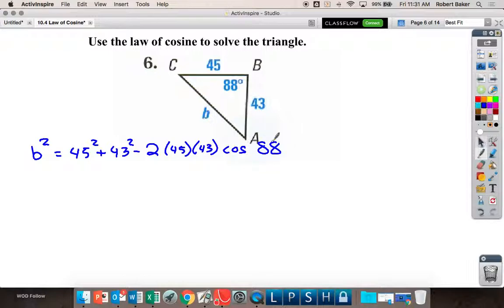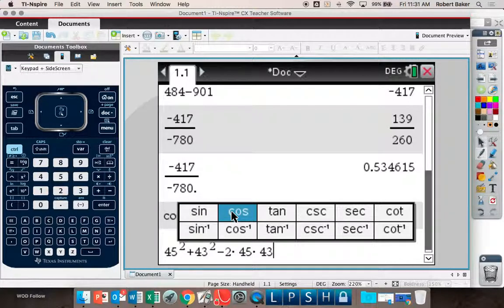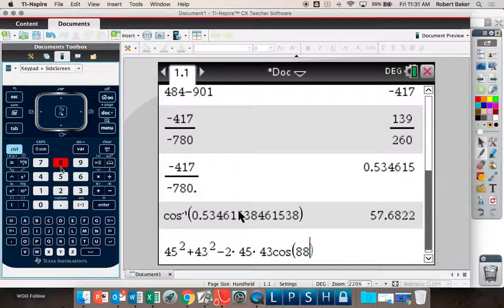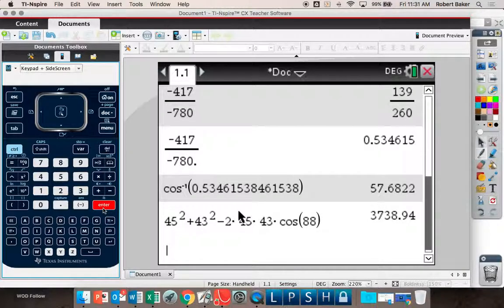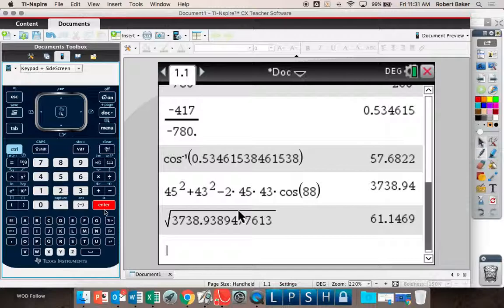Cosine of 88. In this scenario, everything on the right side of the equation has a value, so I can type that in my calculator: 45, 43, and 88. A squared plus c squared minus 2 times a times c cosine of 88. That's the whole right side of the equation. Enter. 3,783.94. Find the square root of that number: 61.1. That's little b, 61.1.